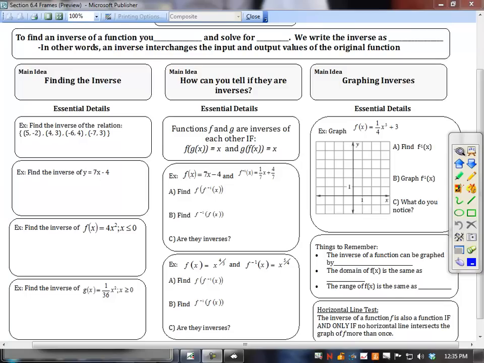Welcome to section 6.4. We are going to be talking about inverses today, and we're going to use the ideas that we did in section 6.3 to help us accomplish the inverses. Okay, so I'm going to start off with the basic idea at the top.